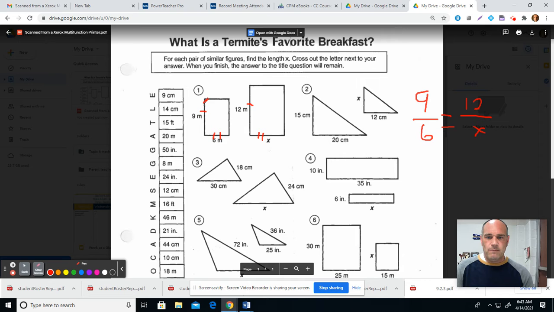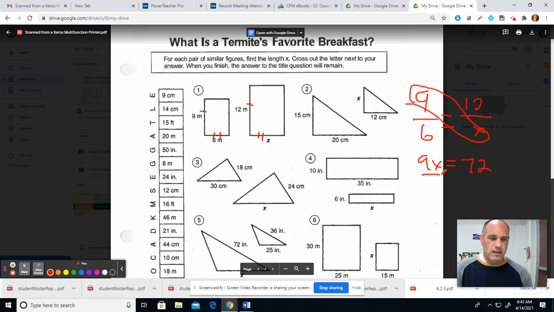I wrote down my true statement, this side over this side. So side over bottom, side over bottom. In this one, I do the same thing, side over bottom. I can now cross multiply. 9 times X is 9X. 6 times 12 is 72. So now I have my multiplication equation.